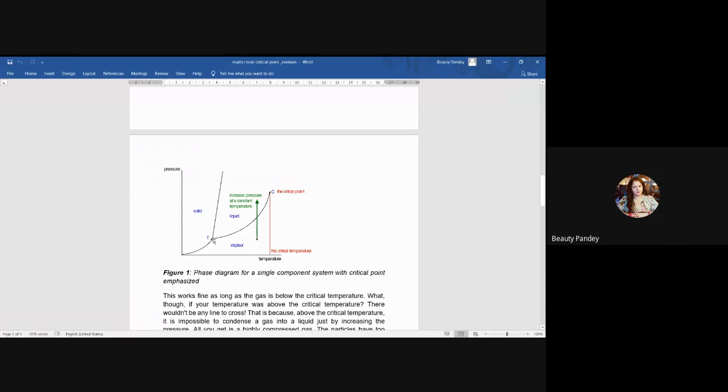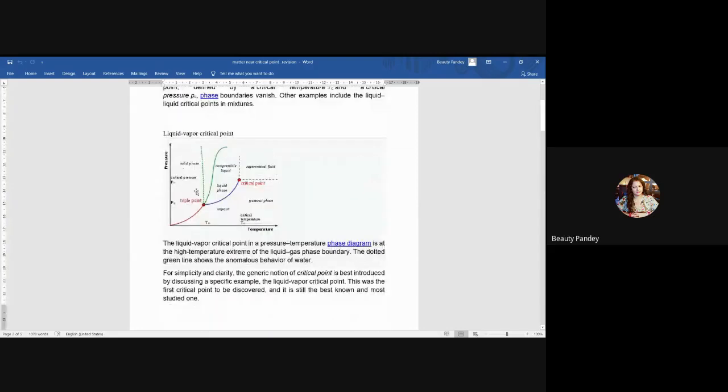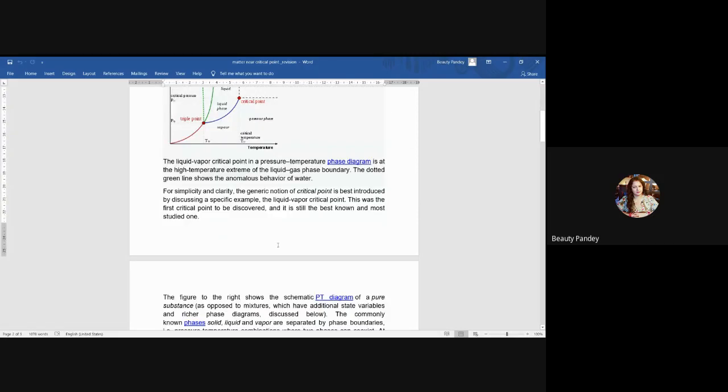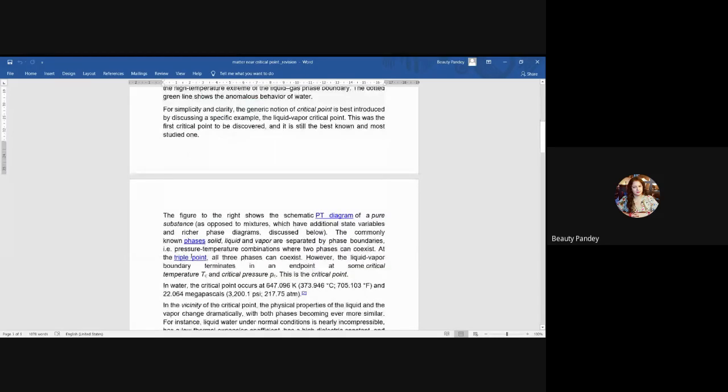So what is the triple point? Triple point is the point where all three phases, liquid, solid, and gas, coexist. Can you see the statement here? So triple point is that point where all the solid, liquid, and gas phases coexist.